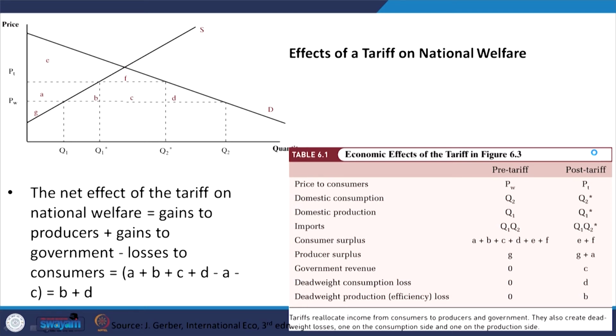Now, the effects are again explained here, and we can find them from this diagram as well: the effects of tariff on net welfare losses. We have already seen B and D, the deadweight losses. The deadweight loss of consumption is D, because this much consumption is forgone due to the tariff, because only Q2 is consumed, as already discussed in our last diagram.